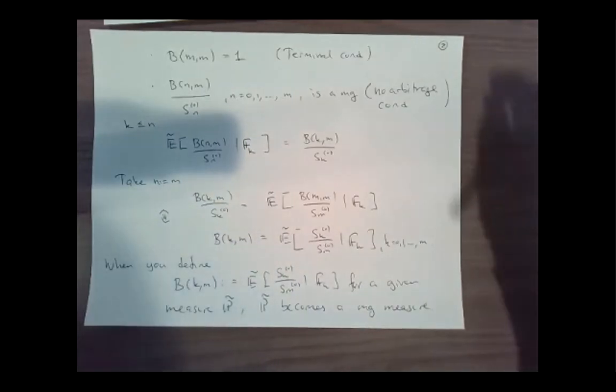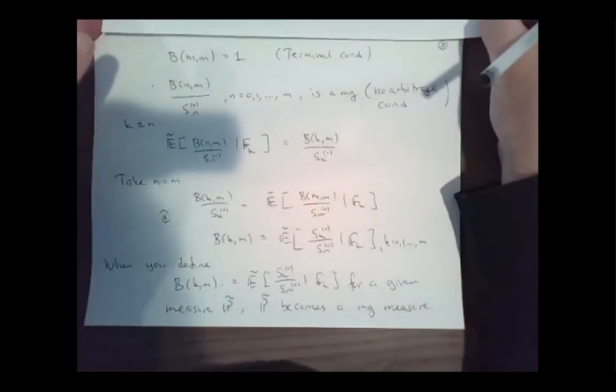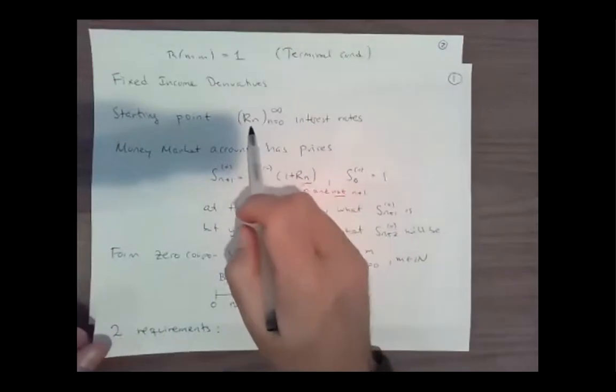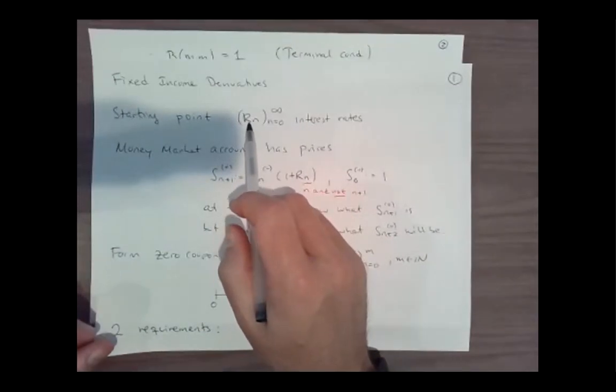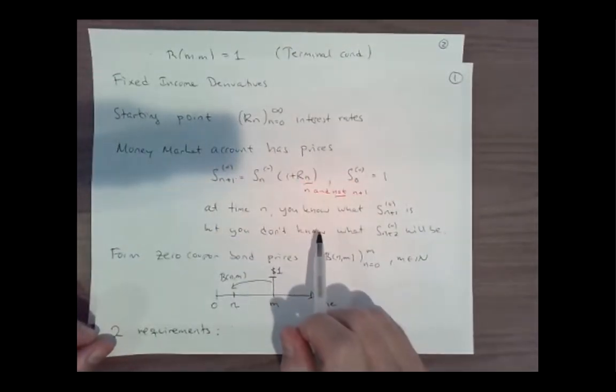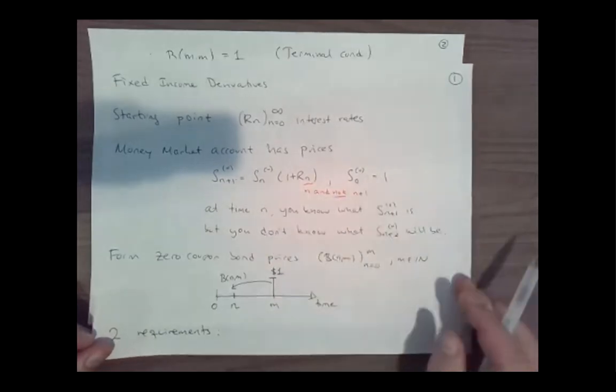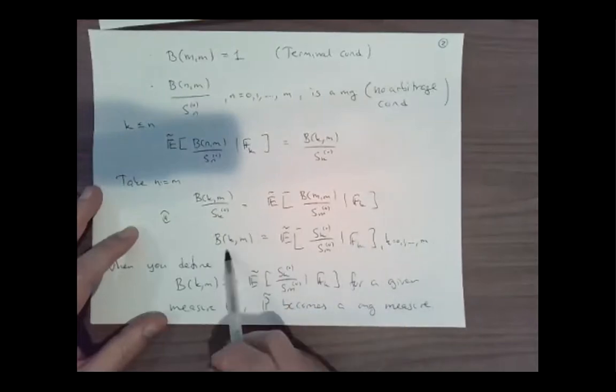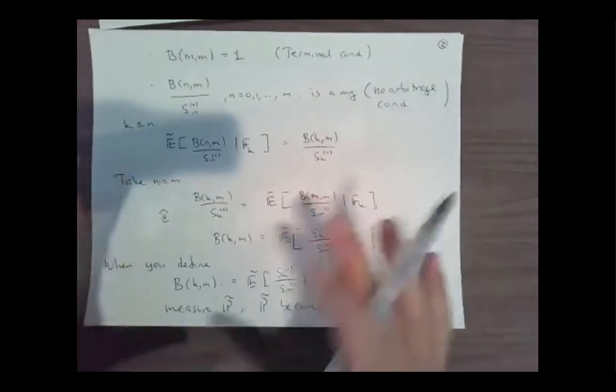So this is the starting point for fixed income. We have a sequence of random variables, and we form the money market account. Given the money market account, we can form the zero coupon bonds. And so now we have a model, right? So we can now trade.